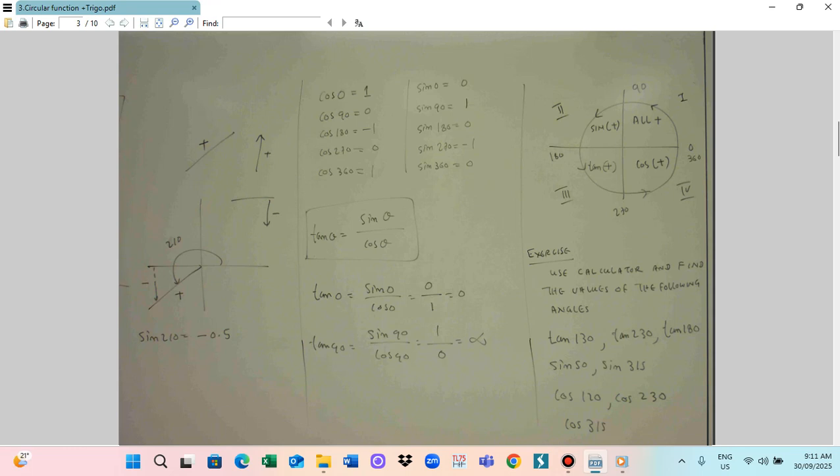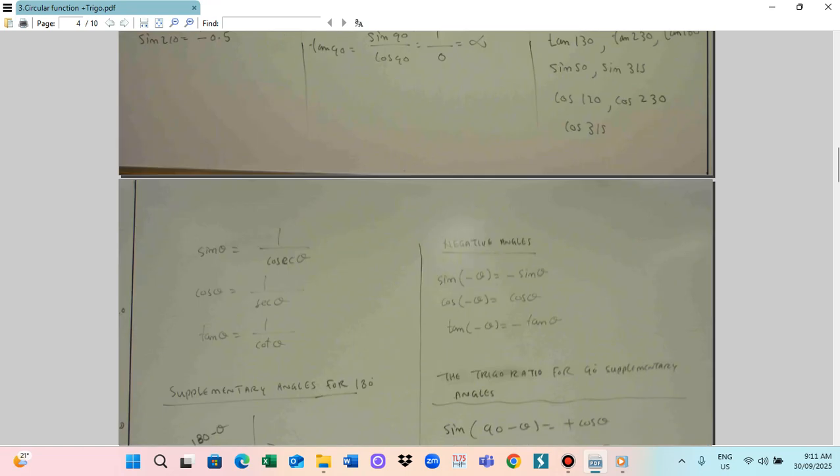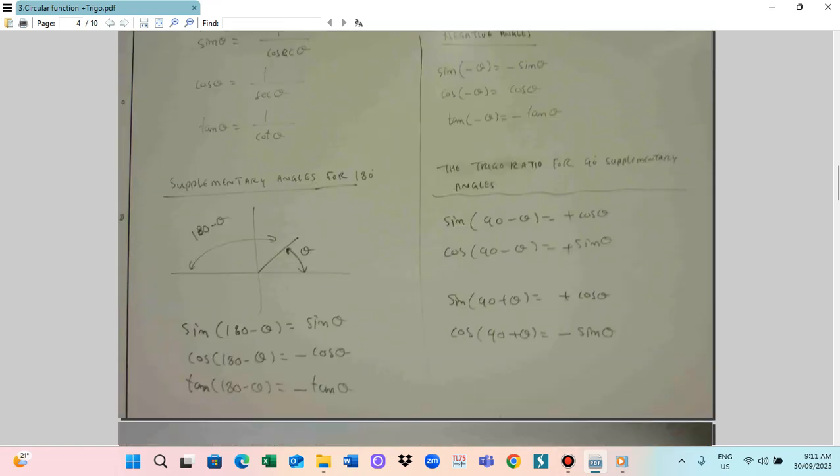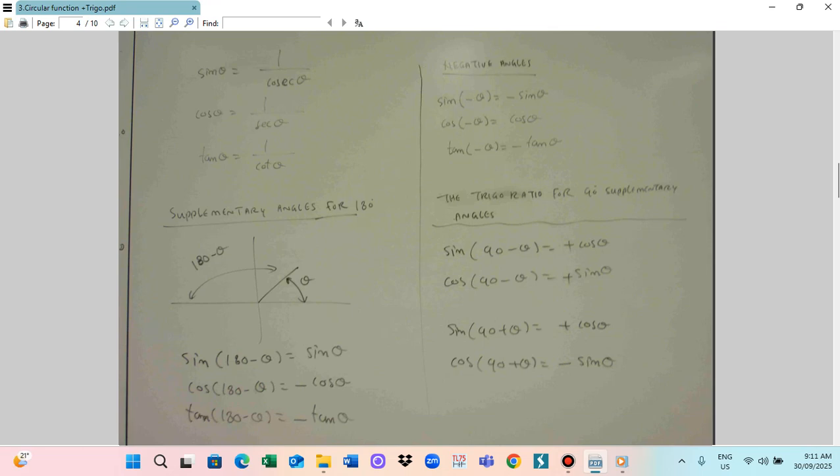Inverse of sine is cosecant, so they also follow the same signs as sine. So sine theta is 1 by cosec theta, cos is 1 by secant theta, tangent is 1 by cotangent theta. And also tangent theta is sine by cos. So the positive and negative signs for cosecant, secant and cotangent also follow sine, cos and tangent.